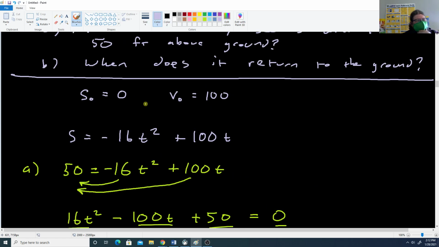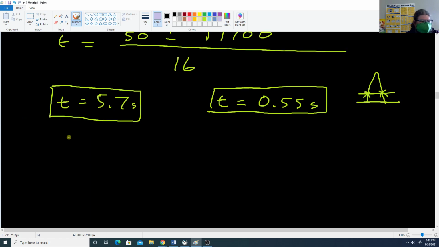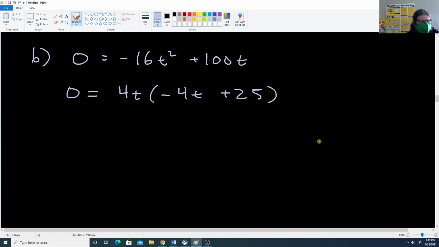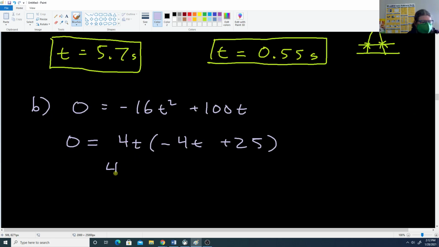Part B says, when is this thing going to fall back to the ground? So we'll set the height equal to 0. So for part B, we'll say, all right, 0 is the height. That equals negative 16t squared plus 100t. And then we're going to solve this. We'll factor out a 4 and a t. So we'll get two things that multiply together to equal 0. Either 4t equals 0, which says t equals 0. This isn't really the one we want. This is one that was on the ground before we launched it.